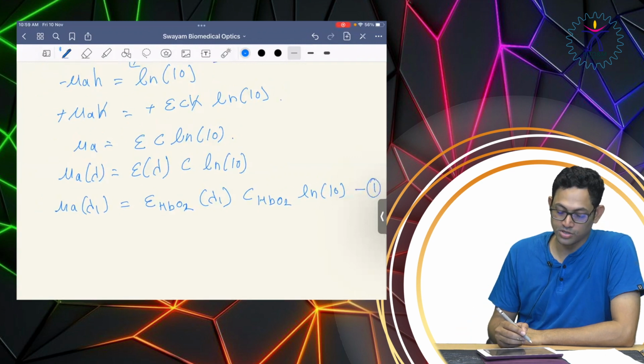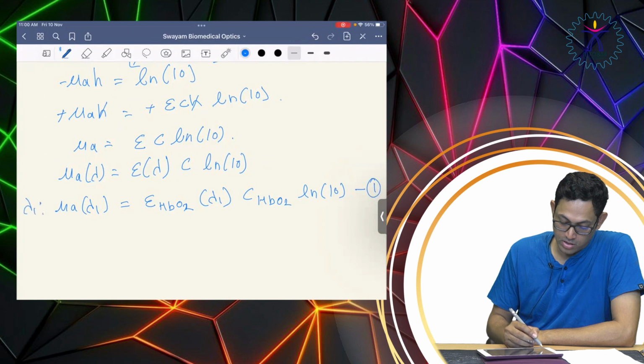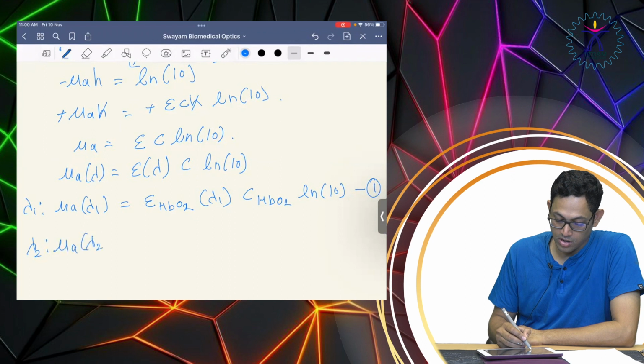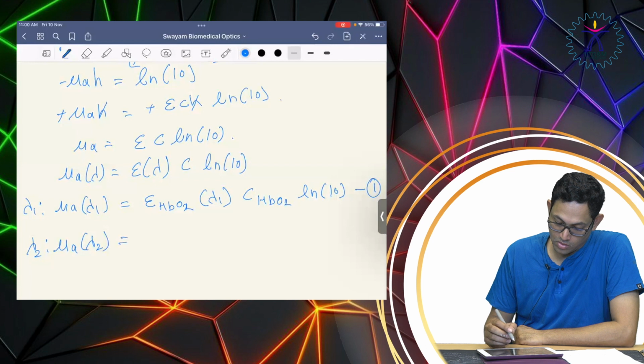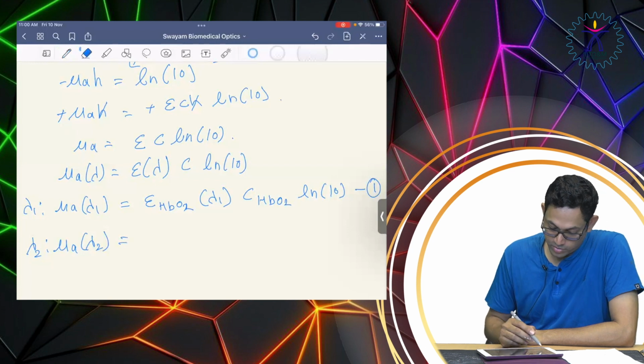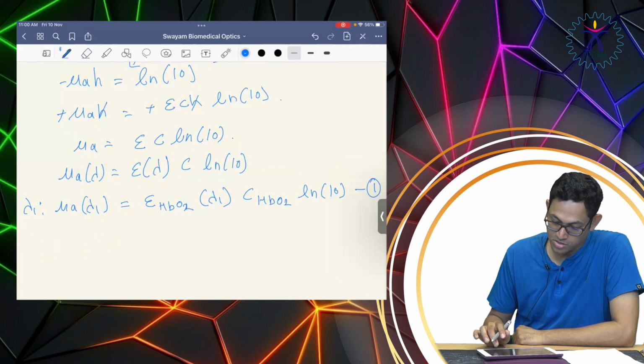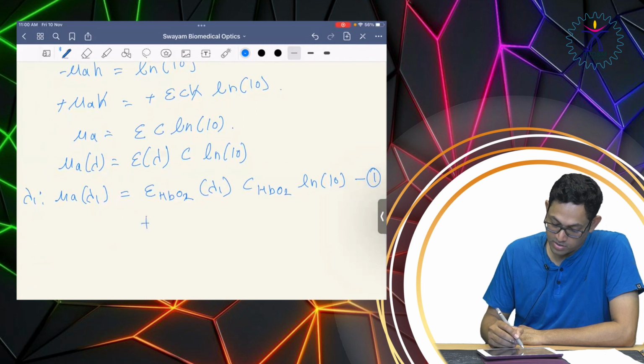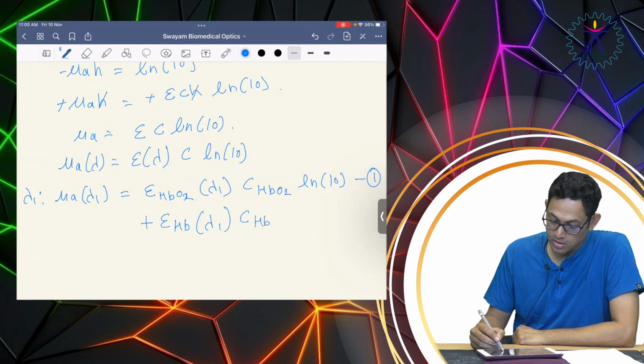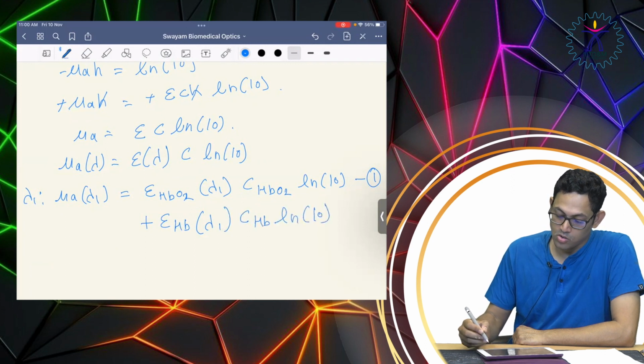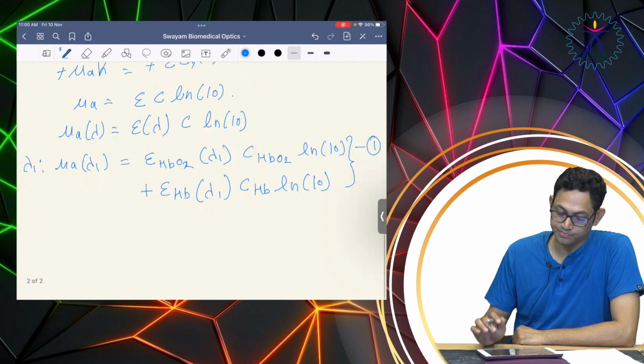My second equation would be for when I am operating at lambda 2. But one thing I would also write is not just this term, it has to also add the extinction coefficient of Hb at lambda 1, times the concentration of Hb, into ln of 10. So this whole combination is my equation 1.